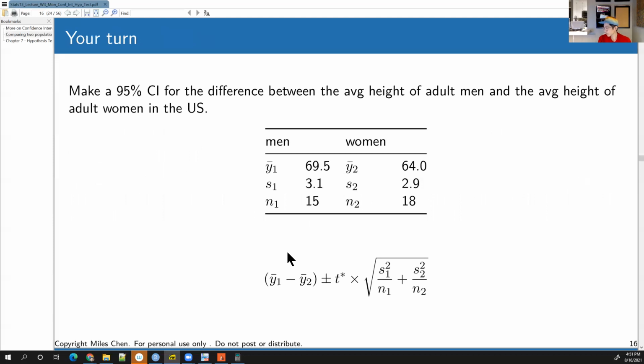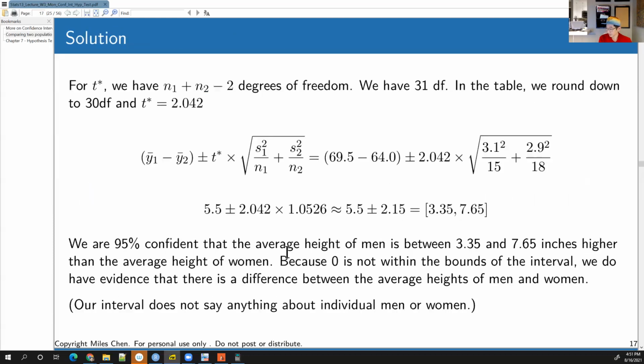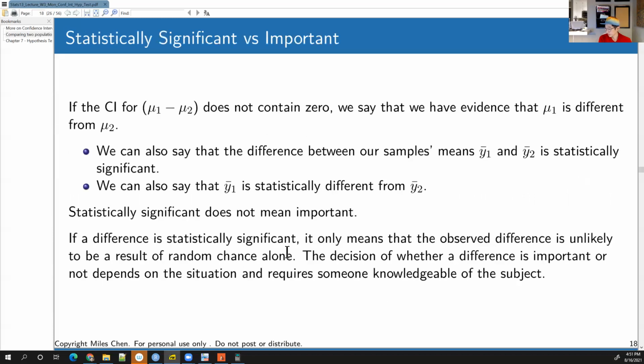I put this and said "your turn," but I'm going to just go ahead and skip over this, and you can do this in your homework and on your own time. Okay, I want to talk about statistically significant versus actually important.